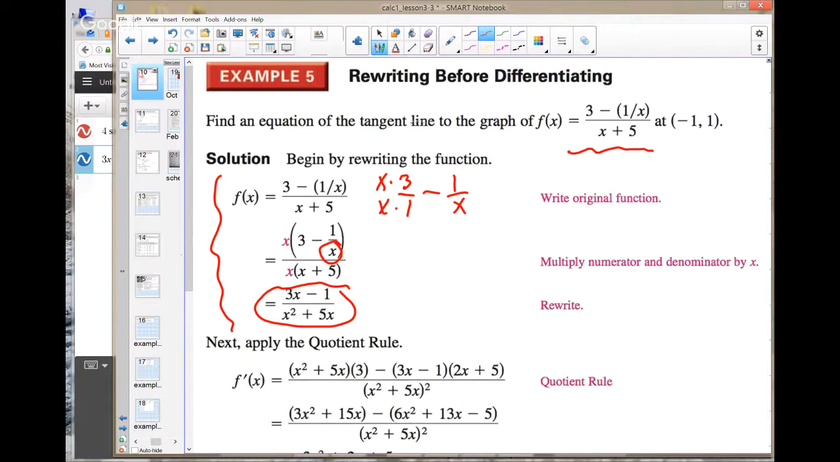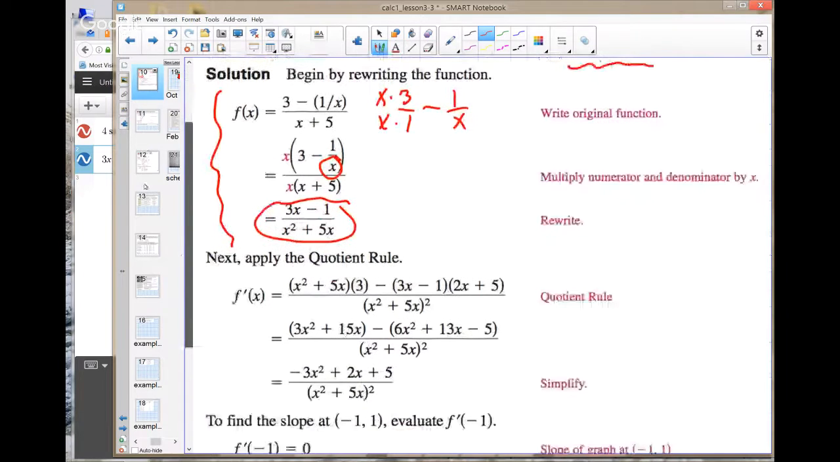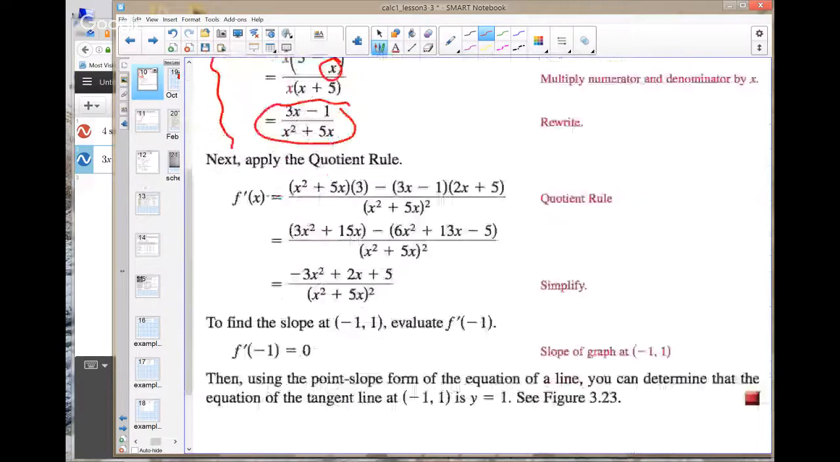So now apply the quotient rule. All right. So now we can say denominator times derivative of numerator minus numerator times derivative of denominator, all over denominator squared. And then just whack away and do your algebra one. So again, maybe it's pretty ugly, but there's your derivative.